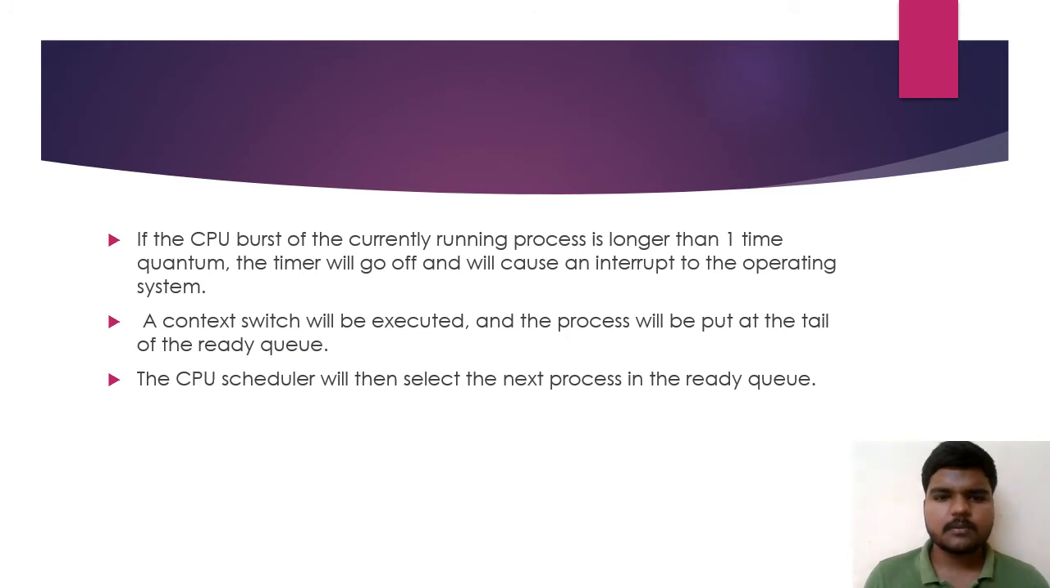If the CPU burst of the current running process is longer than one time quantum, then there will be a context switch, because it is not completed within the given time quantum or time slice. So there will be a context switch, and then the next process which is ready in the ready queue will be executed. Then the CPU scheduler will select that process for execution.